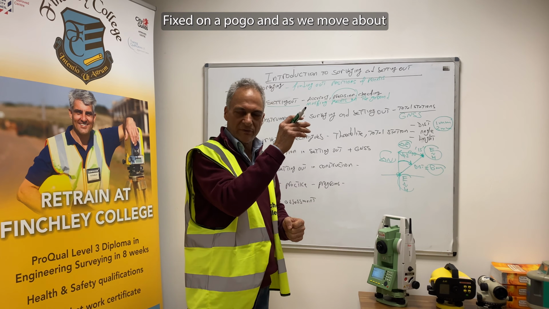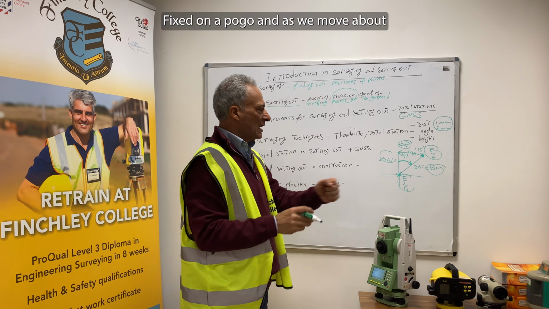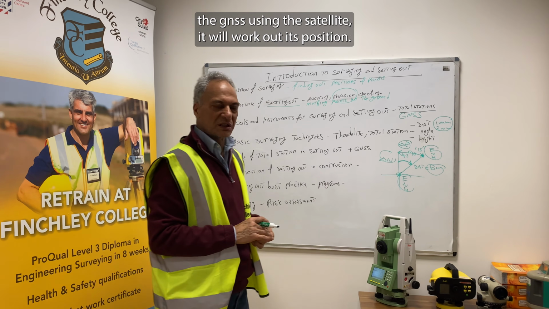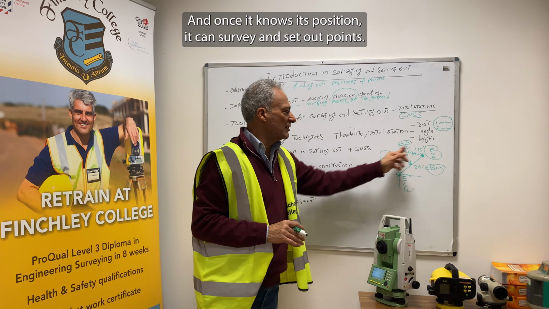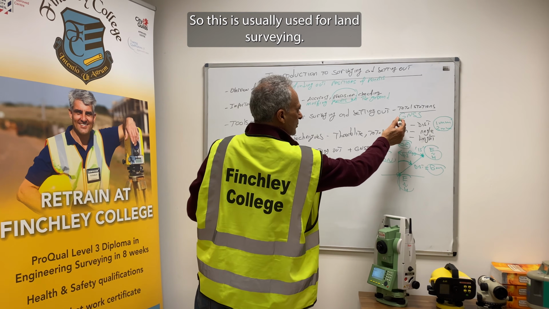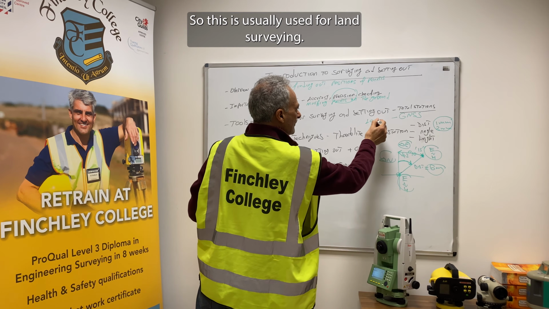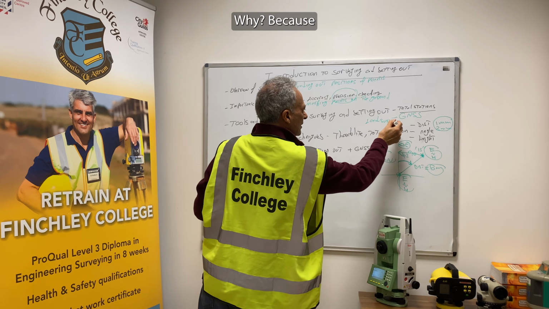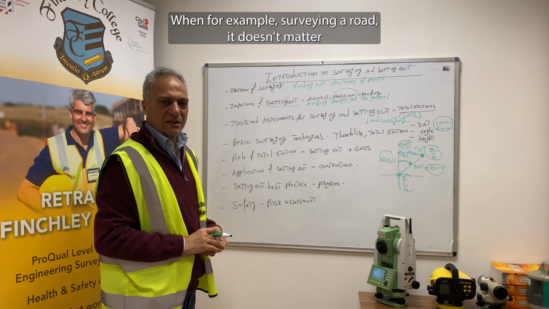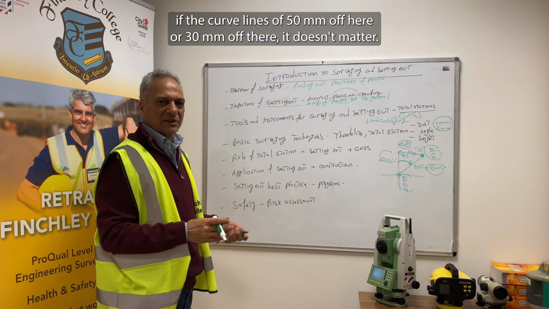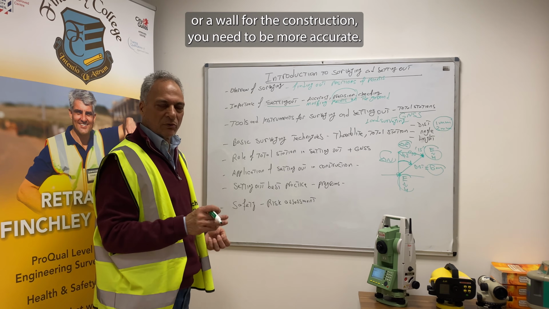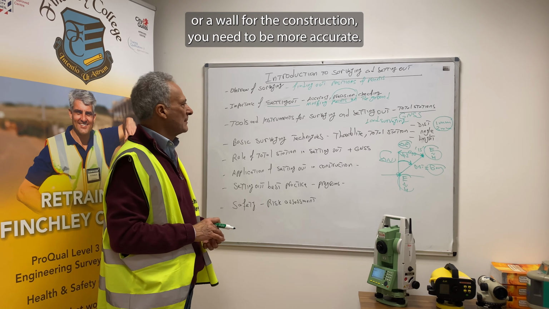It's fixed on a pogo, and as we move about, the GNSS using the satellites will work out its position, and once it knows its position, it can survey and set out points. So GNSS is usually used for land surveying. Why? Because land surveying doesn't have to be very precise. When, for example, we're surveying a road, it doesn't matter if the curb lines are 50 mil here or 30 mil there. It doesn't matter. But when we set out a column or a wall for a construction, we need to be more accurate.